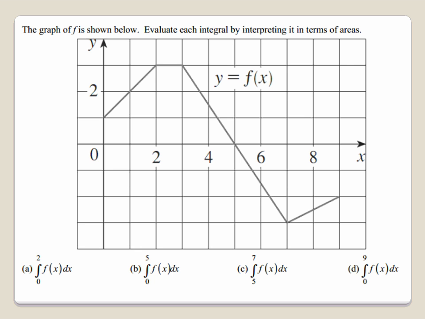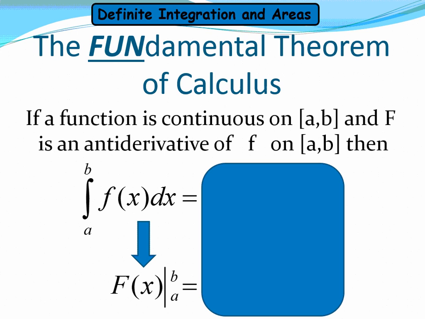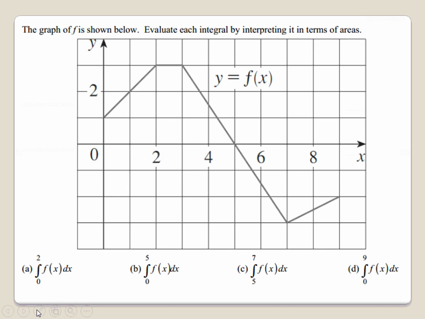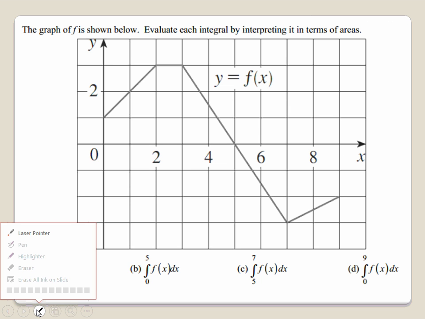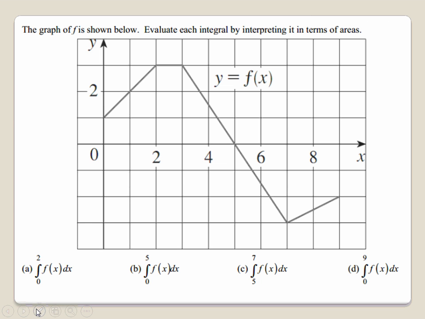25. This we determined was 4, right? 5, 6, 7. And this is a 3 by 2 triangle. So there's 3. So that's 4, 3, 7, 10. It's 10, right?